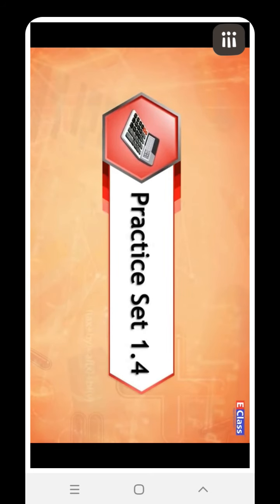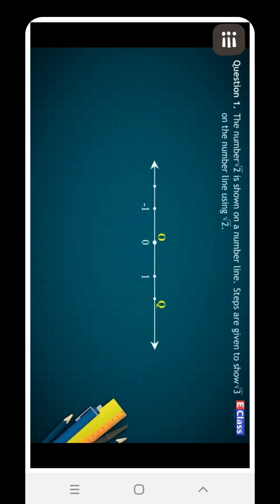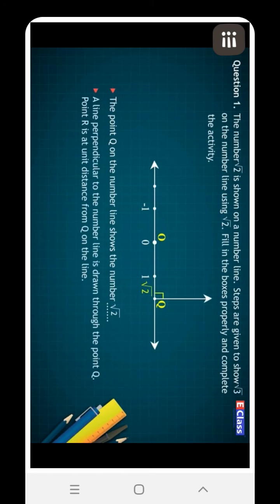Practice set 1.4. Question 1. The number square root of 2 is shown on a number line. Steps are given to show square root of 3 on the number line using the square root of 2. Fill in the boxes properly and complete the activity. The point Q on the number line shows the number square root of 2. A line perpendicular to the number line is drawn through the point Q. Point R is at unit distance from Q on the line.